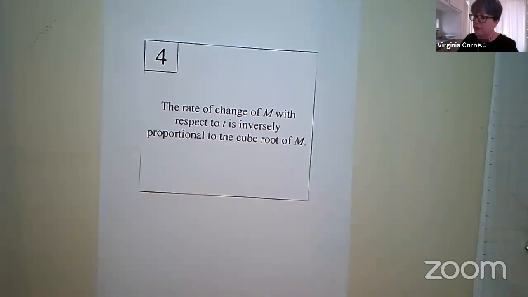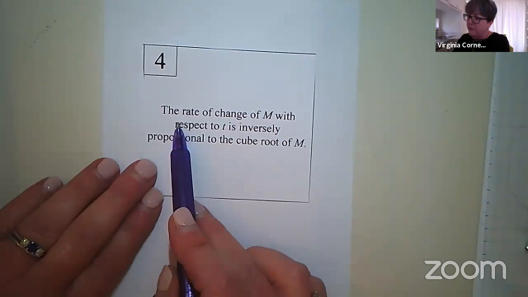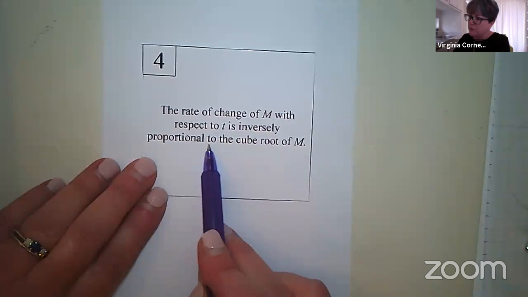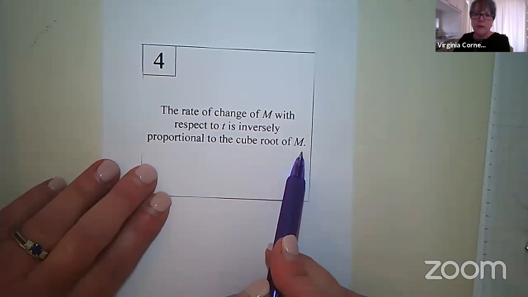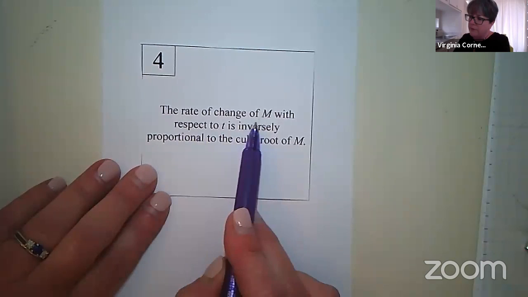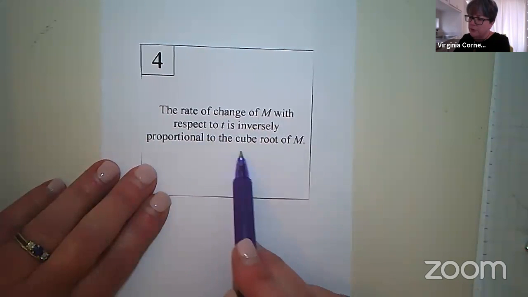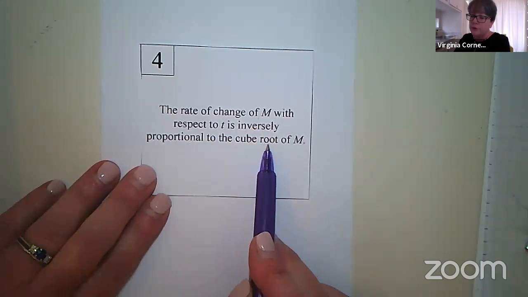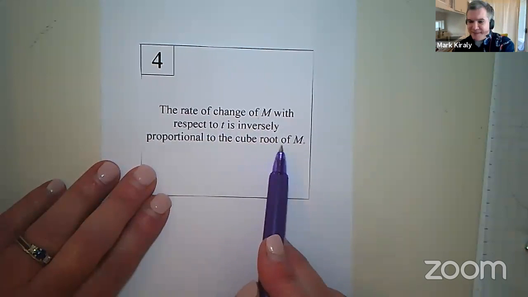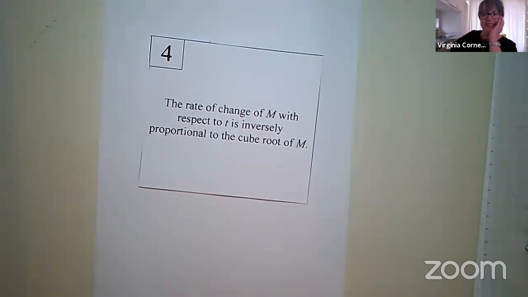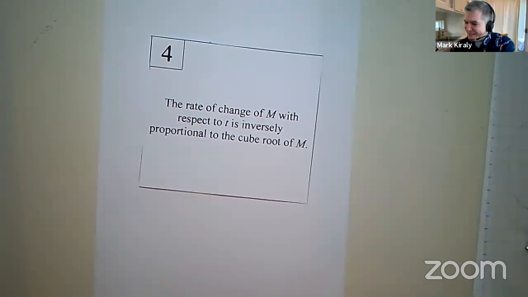Okay, so here it is. The rate of change of M with respect to T is inversely proportional to the cube of M. So the rate of change of M with respect to T is inversely proportional to the cube, the cube root. I don't know if I said that the first time. I was listening to you too. You were listening? Okay, well, you could have left it wrong. It's all right. I write fast.